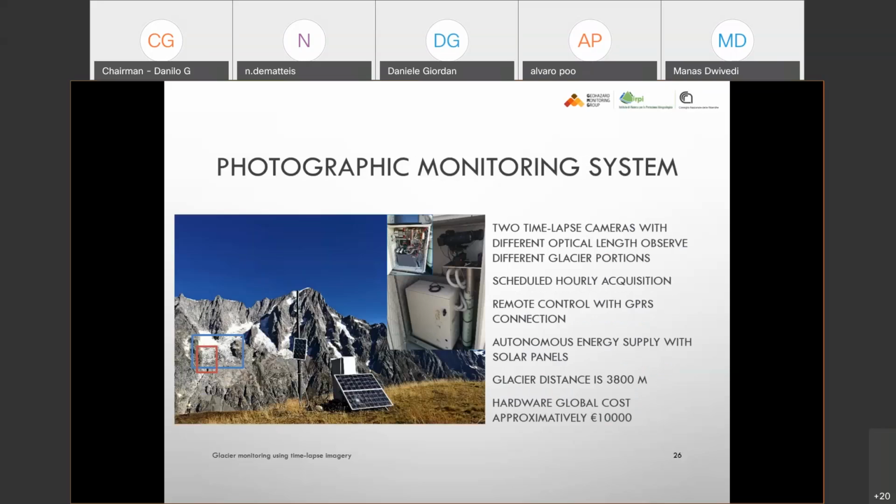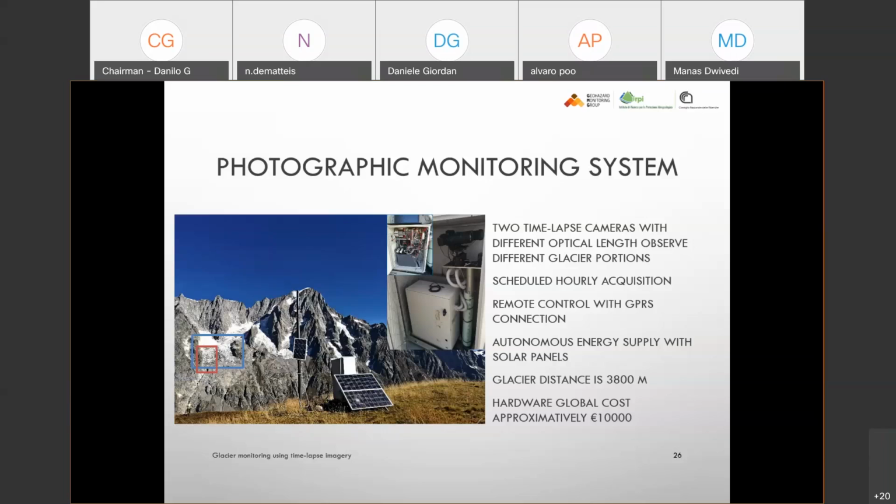This is the photographic monitoring station that is installed on the opposite side of the Ferret Valley in front of the Planpincieux glacier. The distance is almost 4 kilometers. The station is equipped with 2 reflex cameras with different focal lengths. In this way, it is possible to observe the glacier globally, and one camera focuses on the Monte Tabor, that is the very objective of this monitoring plan.